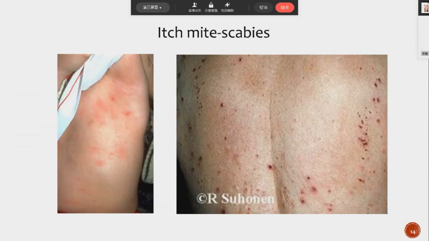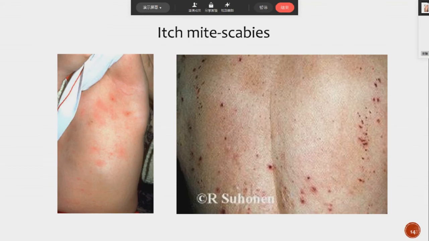The next one and the last one is scabies. The disease name is scabies, but the pathogen is the itch mite. They are parasitizing in our skin. They are digging holes, laying eggs, and also mating on our skin surface. So if these patients are infected, the infected site is so itchy, so they keep scratching and also can have damage on their skin and inflammation.